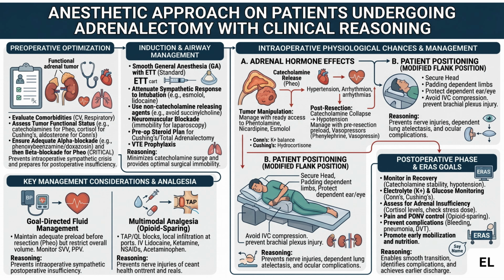The image then moves into intraoperative physiological changes and management, which represent the most critical portion of adrenalectomy anesthesia. In pheochromocytoma surgery, manipulation of the adrenal tumor can suddenly release massive amounts of catecholamines into circulation. This can cause severe hypertension, tachycardia, arrhythmias, myocardial ischemia, or even pulmonary edema. Blood pressure can rise dramatically within seconds.